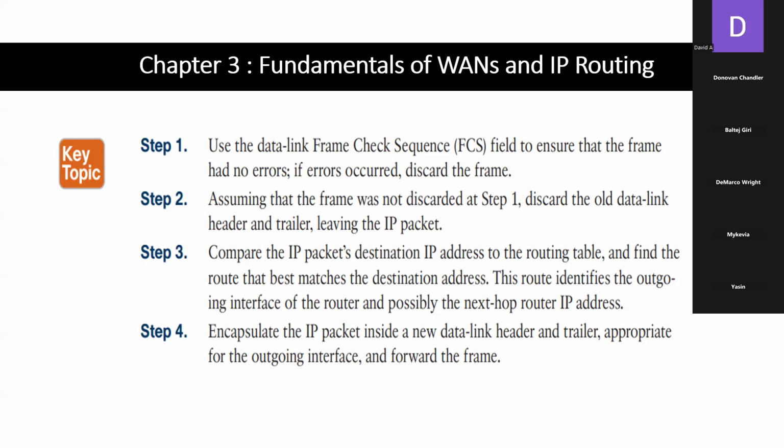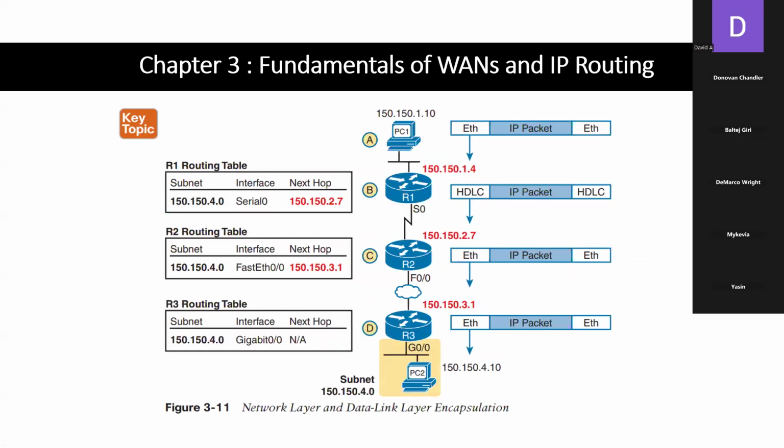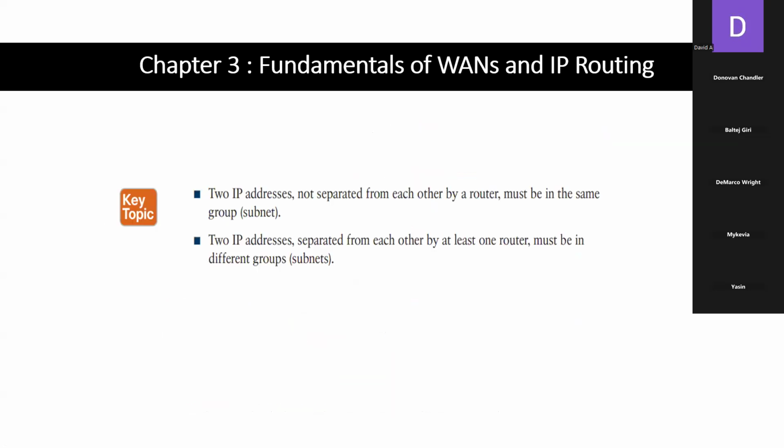Okay. Then your router is going to say, hey, I know where to send it based on my routing information base or my routing table. And now using my forwarding information base or my forwarding table, I'm going to encapsulate the IP packet inside of a new data link header and trailer for the appropriate outgoing interface and forward the frame. Okay. I'm not going to go through this because we've seen this time and time again, so I'm not going to repeat it for you guys.